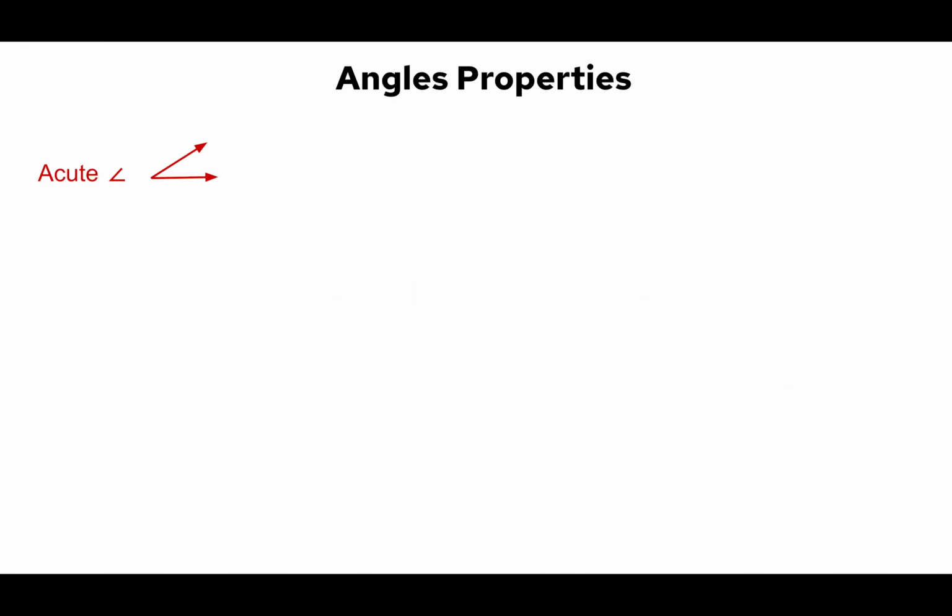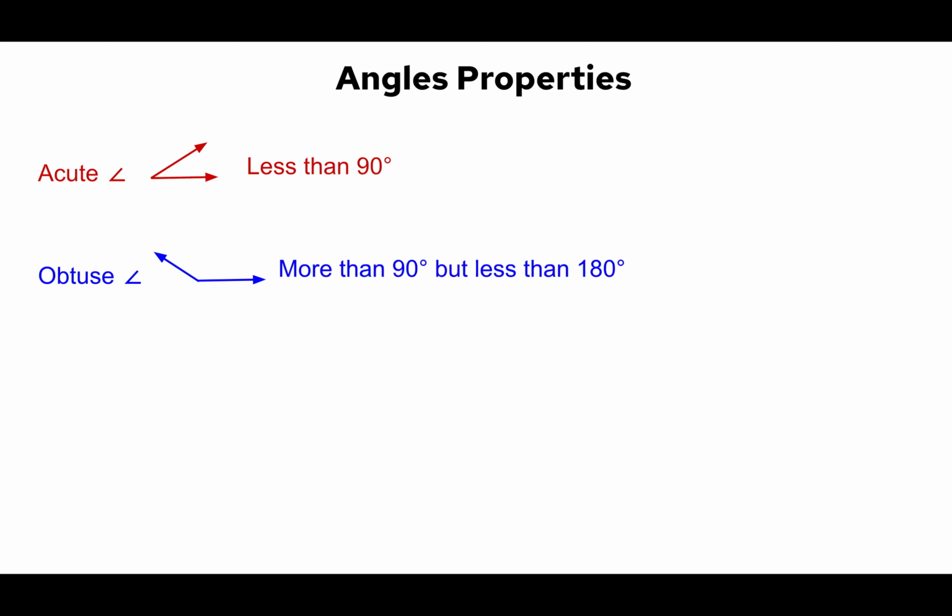And let's look at some properties of angles. First, we have the acute angle. And an acute angle is less than 90 degrees. Then we have the obtuse angles. And an obtuse angle is more than 90 degrees, but less than 180 degrees.